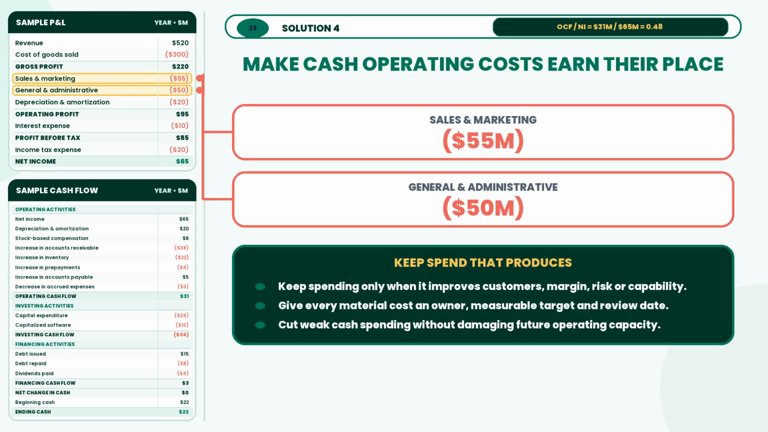Solution 4 points to the income statement. Sales and marketing costs 55 million. General and administrative costs 50 million. Remove cash spending that cannot show a customer, margin, risk, or capability return, while protecting the capacity that produces future cash.